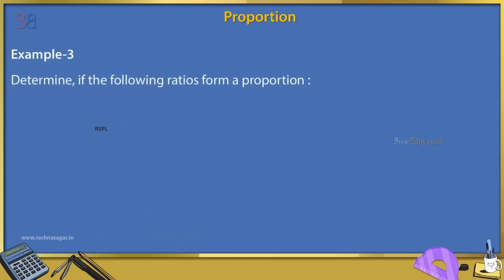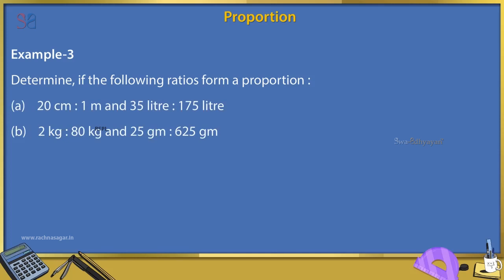Example 3. Determine if the following ratios form a proportion. A. 20 centimeter is to 1 meter and 35 liter is to 175 liter. B. 2 kg is to 80 kg and 25 gram is to 625 gram.